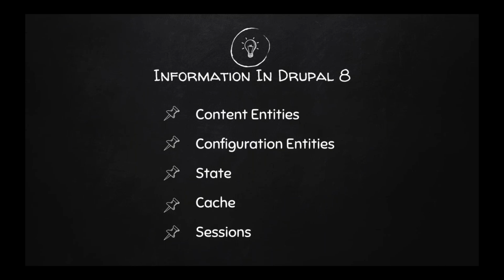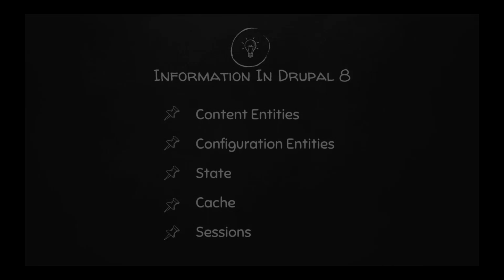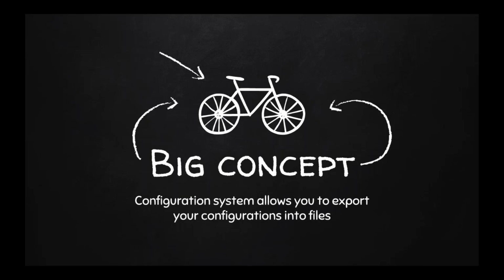So let's understand how this configuration system works in Drupal 8. In Drupal 7, when we used the features module, we used to export our configuration. So if there were some content types or views, with the help of the features module, we used to export them into code, and then we used to move them.